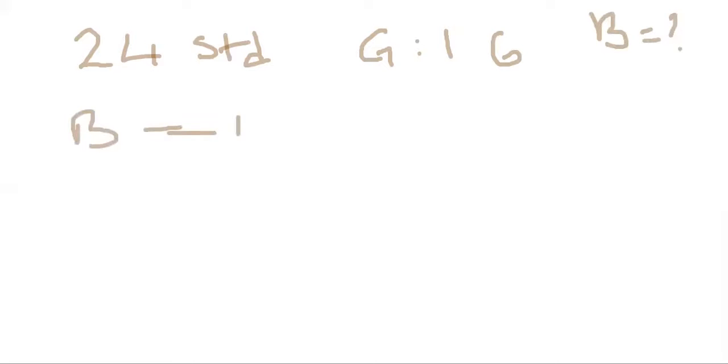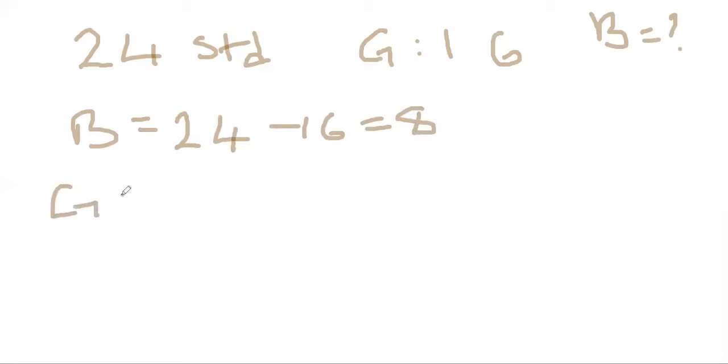So boys is equal to 24 minus 16, which gives you 8. Okay, so the ratio of girls to boys is 16 is to 8. So this is the ratio of girls to boys.